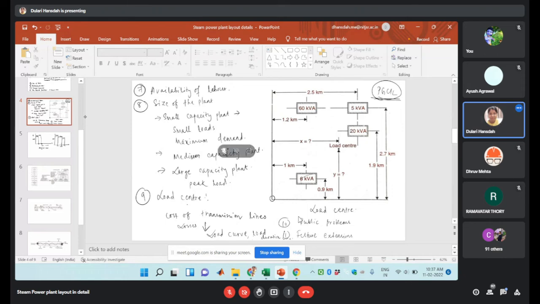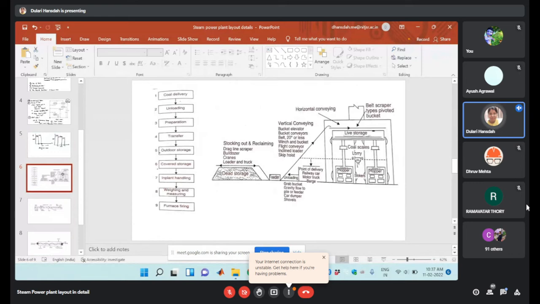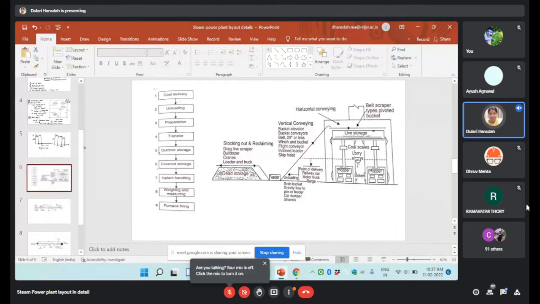Okay. So next one is your fuel handling system. Fuel handling system means it is related to the coal handling system. All of you know that there are different types of power plant, depending upon the types of fuel used. Solid fuel means we are using coal, and liquid fuel means we are using oil. Generally those are your diesel fuel or petrol.